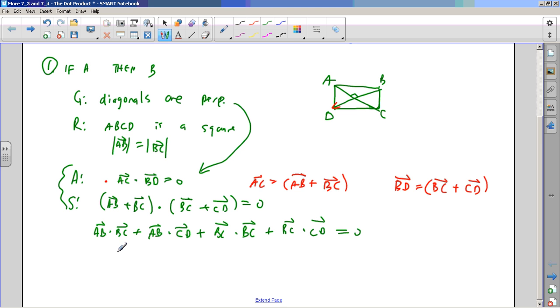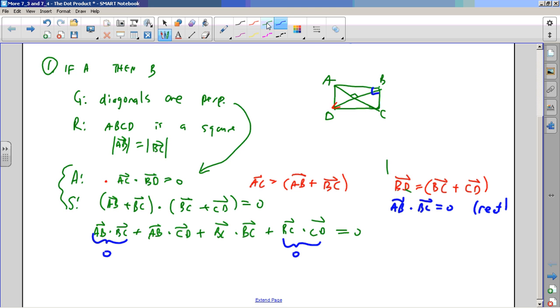Well, what do we have? AB dot BC. Well, this is a rectangle, right? AB, if I think about this over here, AB dot BC, that's 0 because we have a rectangle. This is a 90-degree angle, so this is 0. Similarly, BC dot CD, this one's 0.